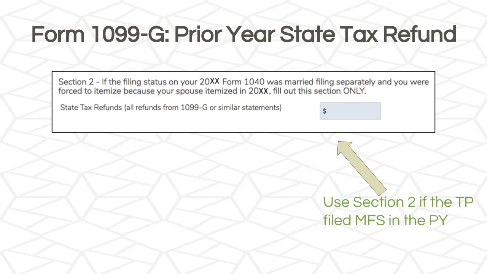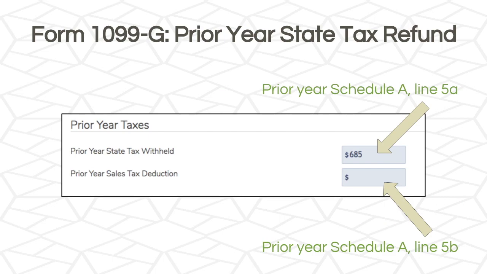Now, there is a specific section for folks who filed married filing separately in the prior year. So, for section 2, you're going to enter in the amount of the state tax refund in the blank if the taxpayer filed MFS last year on their federal return. And then at the very bottom of this worksheet, we have a place where you input the prior year taxes that were deducted when the taxpayer itemized on their federal return last year.